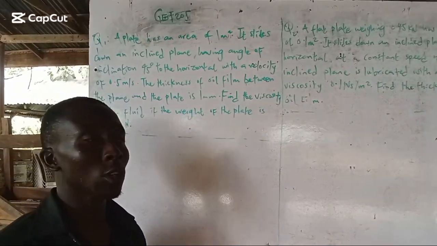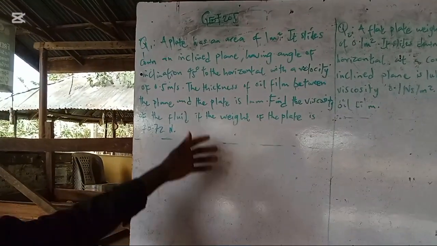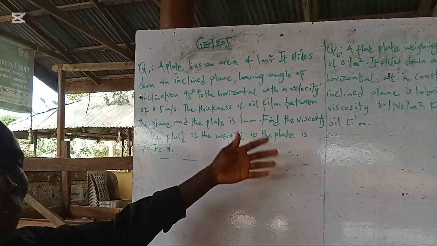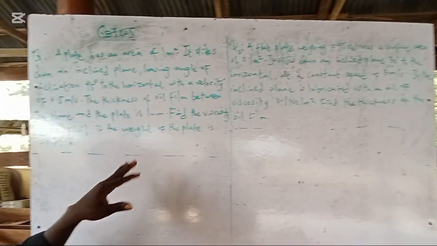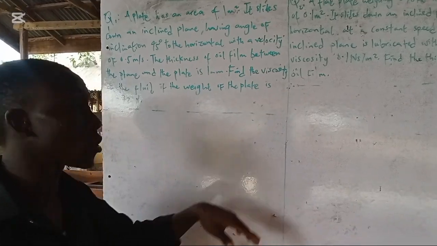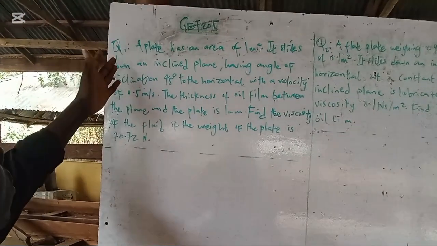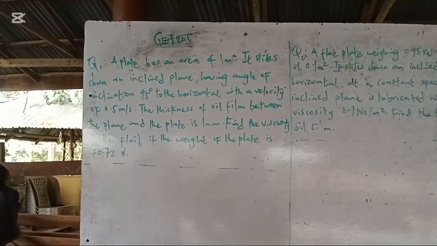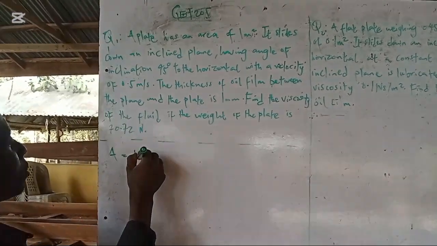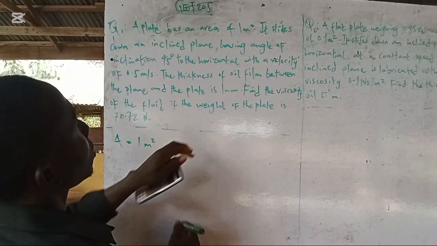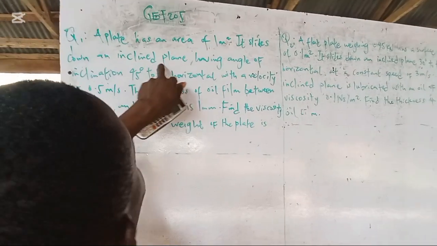Welcome to this tutorial. This is part 2 of the tutorial introduction to fluid mechanics. I was solving some questions that have to do with Newton's law of viscosity. In this question, the plate has an area of 1 meter square, and it slides down an inclined plane.